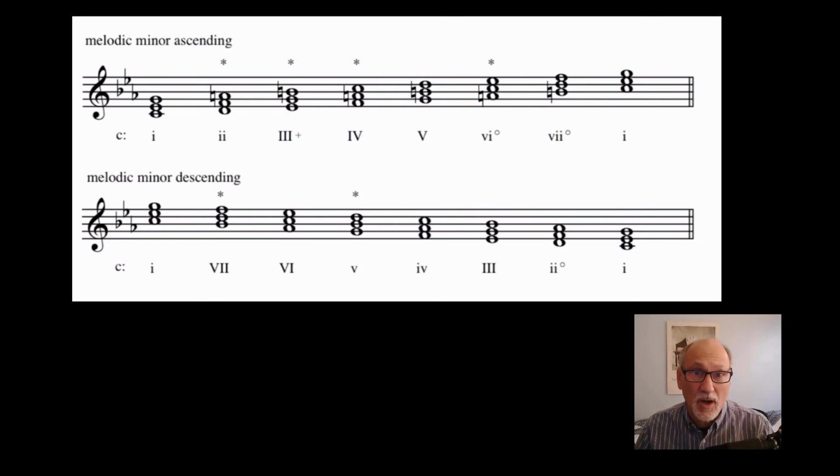In this chart here, all the possible triads in melodic minor are shown. The triads that are different from our standard harmonic minor set are indicated with an asterisk. Now, while these triad qualities are not as common, you will encounter them in musical literature, and they're provided here for your reference.